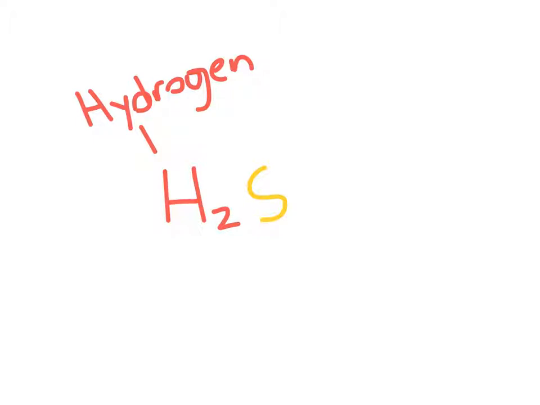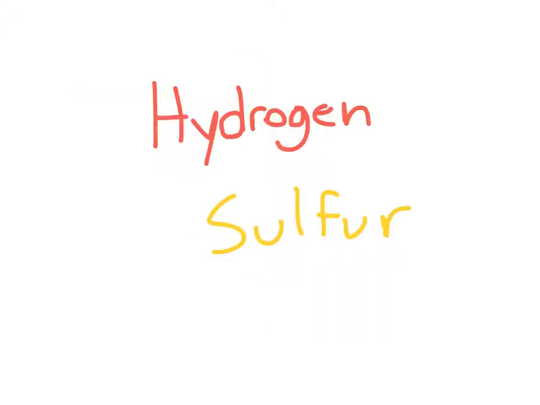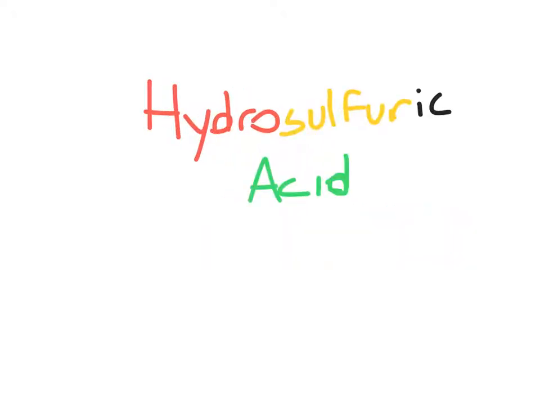Now another special case is when the second element doesn't end with INE or IDE like cyanide in the last one. So in this one, your second element is sulfur. So now the rule is, all you have to do is just remove the letters up until the R. So sulfur, obviously this one ends in an R, so all you have to do is add IC to the end of it. So you have hydrosulfuric acid.